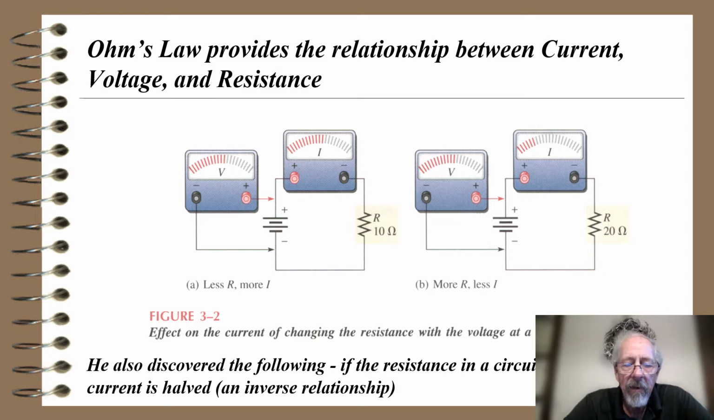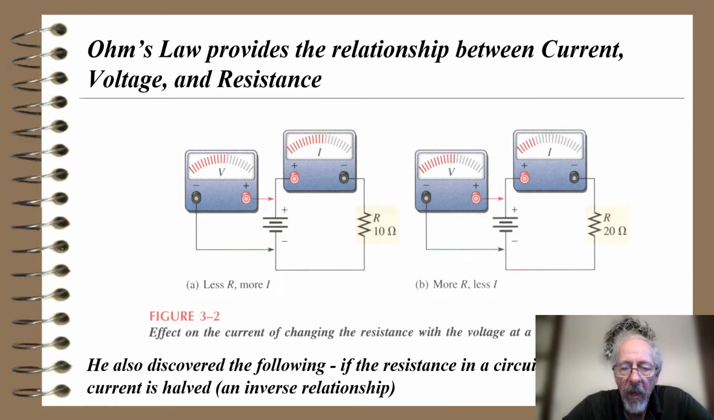This figure shows the effect on the current of changing the resistance with the voltage at a constant. So notice the battery now doesn't have an arrow through it, which would represent, in the prior slide, a variable voltage. So the voltage meters in both A and B here are exactly the same, but the resistor in figure A is 10 ohms, whereas the resistor in figure B on the right-hand side is 20 ohms, or double.